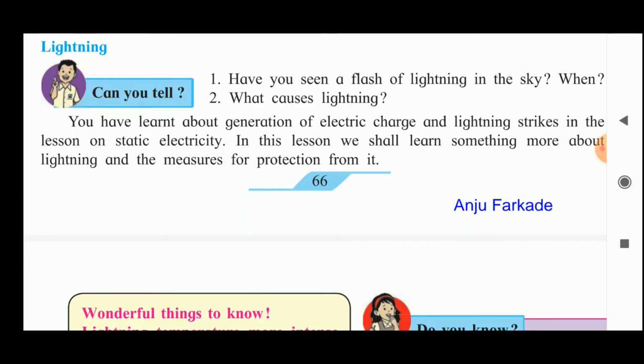More of the lightning is seen in the rainy season, but sometimes, due to changes in the weather, in some other season also we can see the lightning. Now, what causes lightning? Let us see that.